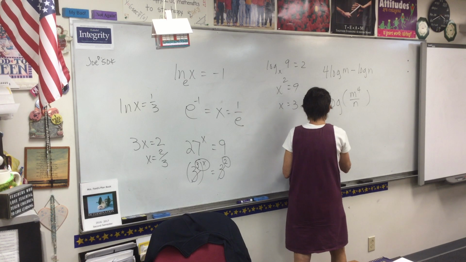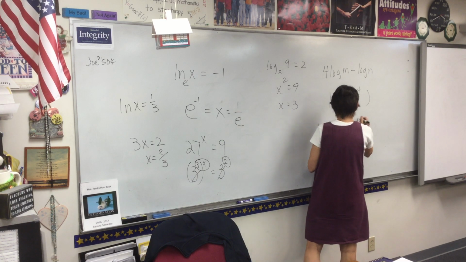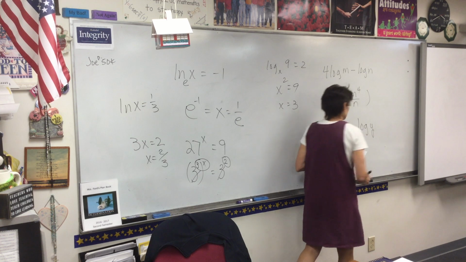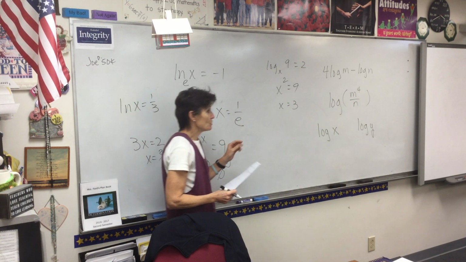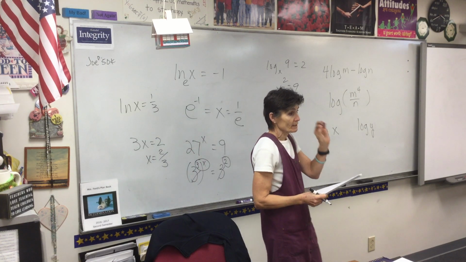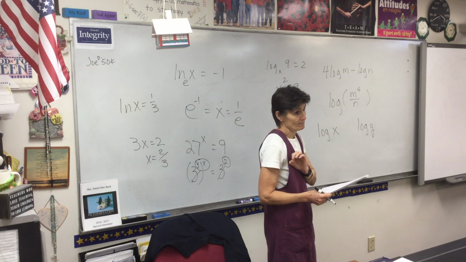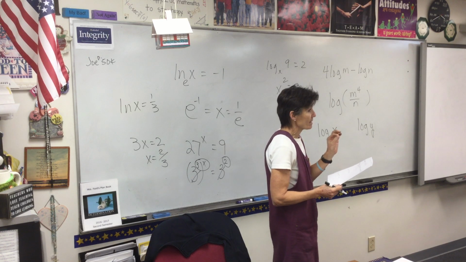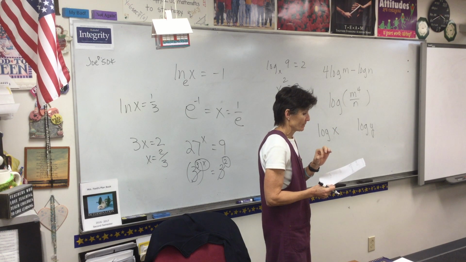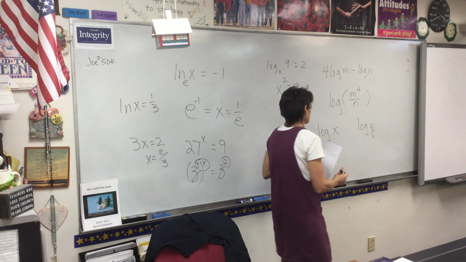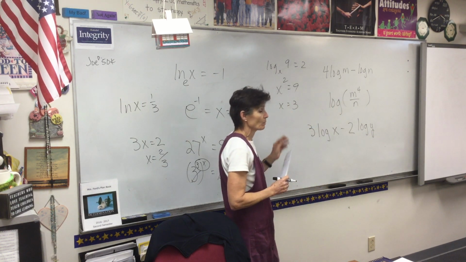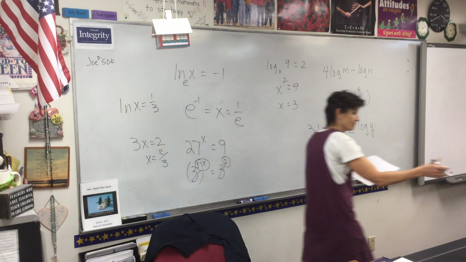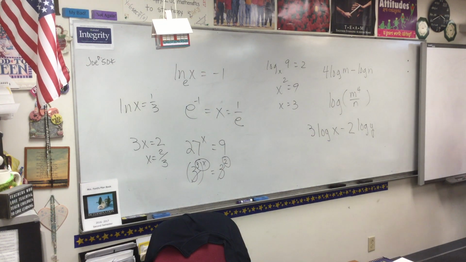Now, the next one, you are expanding. When you expand it, you gotta have a log for each part of the problem. So a log for the x and a log for the y. 3 log x minus 2 log y. So 3 log x minus 2 log y is what Evan says. What do the rest of you think about that? Yep. All right.